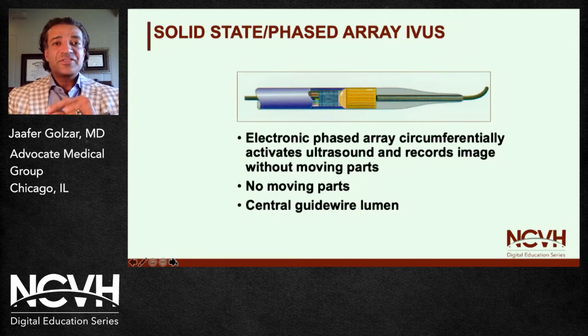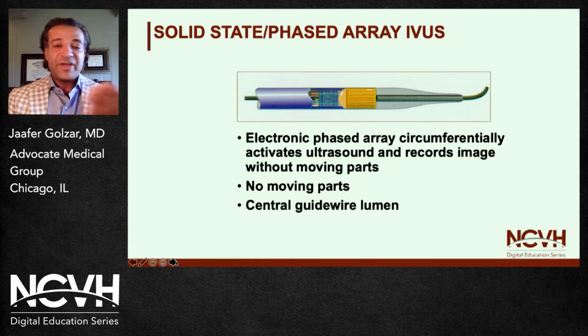Now, the solid state or phased array intravascular ultrasound, instead of having a moving part, there's actually a single mechanism inside of the ultrasound that actually acquires the image one at a time as it goes through and spins quickly and activates each ultrasound device within the catheter itself. There's no moving parts, but that's how it actually records the image. And there's a central guide wire lumen.